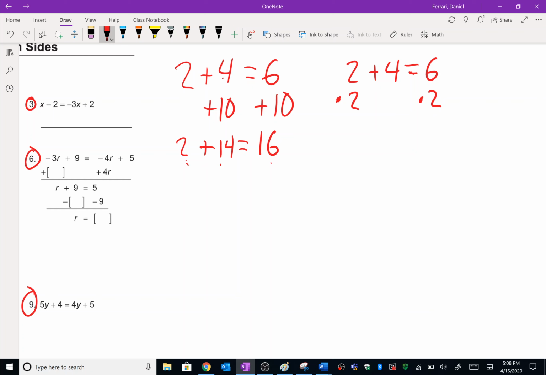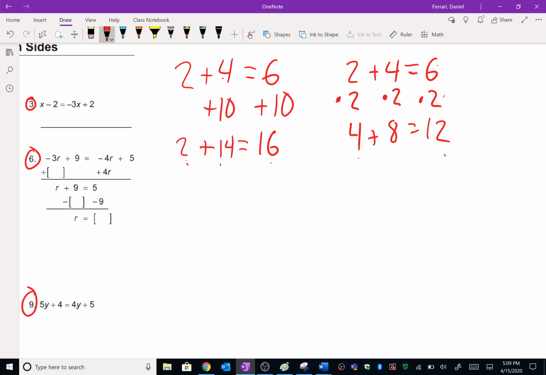2 times 2 is 4, plus 4, just bring down this 4, equals 6 times 2, which is 12. And you can pretty obviously tell that 4 plus 4 is not equal to 12. But watch what happens if I multiply the 4 by 2. Now 4 times 2 gives me 8. So 4 plus 8 is equal to 12.